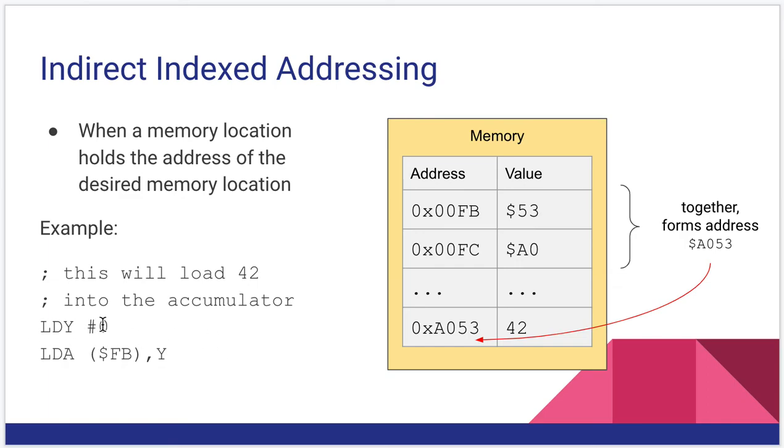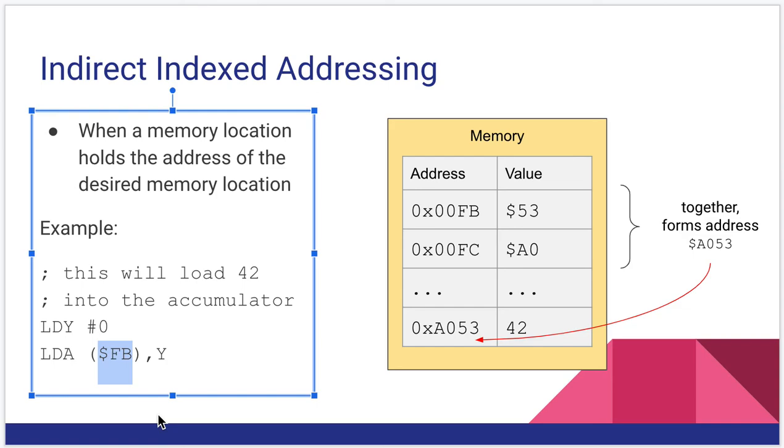I'm going to start by loading zero into my Y register because I'm not going to use an offset. Effectively, I'm loading into the accumulator the address stored at zero page FB, and I'm adding into it the value of Y, which is zero. So what I do is I go out to FB and FC because it takes two consecutive memory locations to build a 16-bit address, a 2-byte address. And I look at the address these things make.